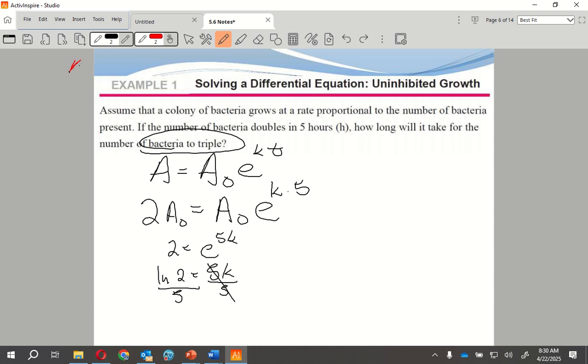Same way, this was double, right? Double my initial amount. Does it matter if I don't know what the initial amount is? No. So I know it's going to be 3 times as much as that. So I could say 3A sub naught is equal to A sub naught e^(kt). Do I know the k? Yes, I now know the k. I'm going to leave it as k because I like using this as an exact answer. And t, we're looking for when. How long will it take for it to triple? So t is going to be my variable here.